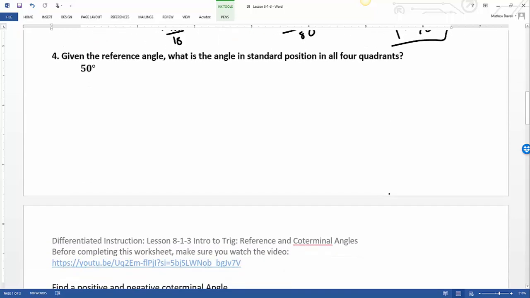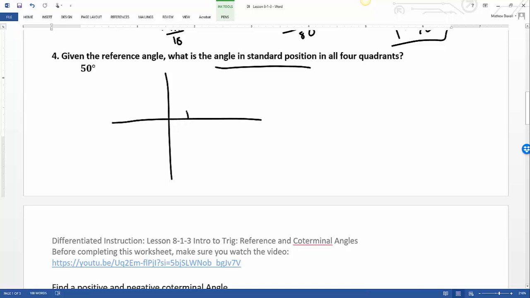This is given the reference angle. What's the angle in standard position? Okay, so I need to find the angle in standard position for all 4 quadrants. So what that means is, if I were to say that, rotating, here's 50 degrees, here's 50 degrees, here's 50 degrees, and then here's 50 degrees. So those are the reference angles in all 4 quadrants.